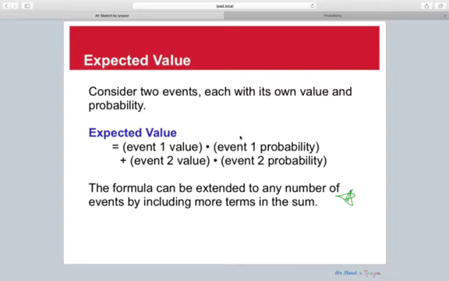And again, this formula can be extended to any number of events by including more terms in the sum. So basically what it's saying is, to find the expected value of some probability distribution, you take the outcome, multiply by its associated probability, and then add all those together. So I'll show you what I mean with an example. This is how the insurance business works, based on probabilities.